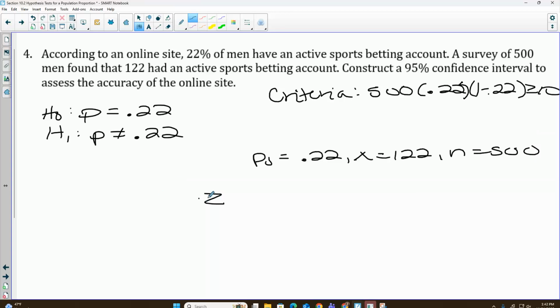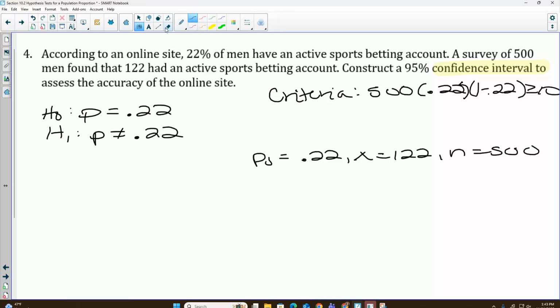So my Z is 1.296. Oh wait, that's not even what I want to do though, is it? What did I ask you to do on this one? Oh, stat test A. Yeah, I asked for the confidence interval. Okay. So stat test, letter A.